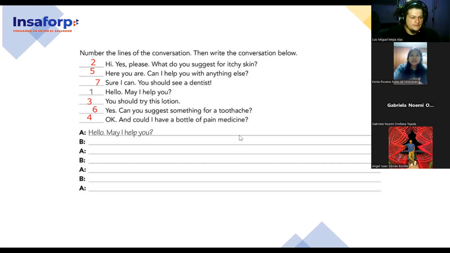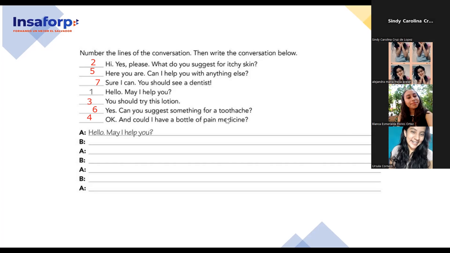Luis, you are going to be number 1, 3, 5, and 7. Okay? Alejandra, you are number 2, number 4, and number 6. ¿Sí? Entonces, Luis va a ser los unos, los impares. Exacto. Entonces, primero va Luis y luego, cuando termine él, va usted. Okay. Perfect. Thank you so much.